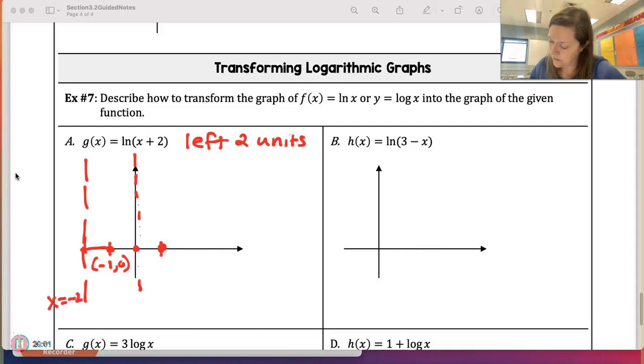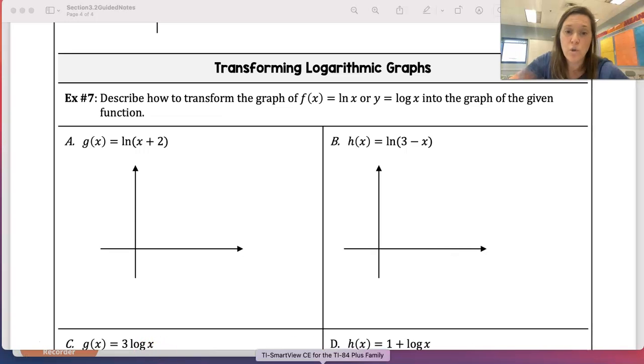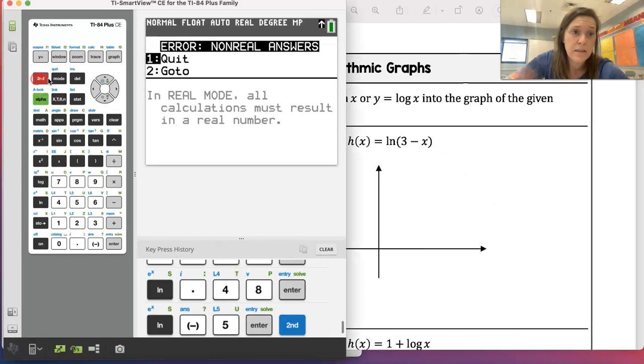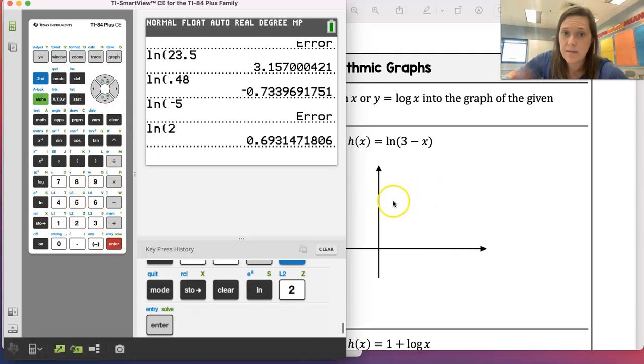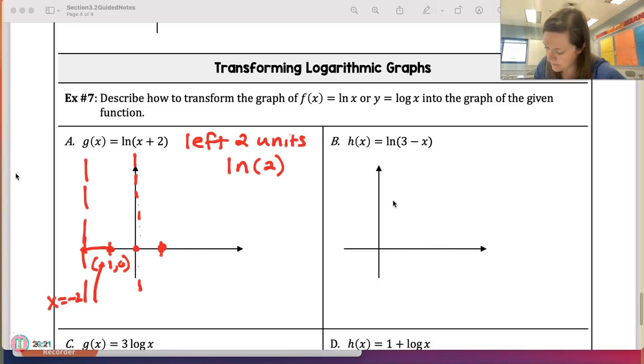And then let's just sketch our graph. Do I have a y-intercept? When x is 0, it's going to be the natural log of 2, just some funky number. Natural log of 2 is 0.6931. All right, so here's my graph, something like that.